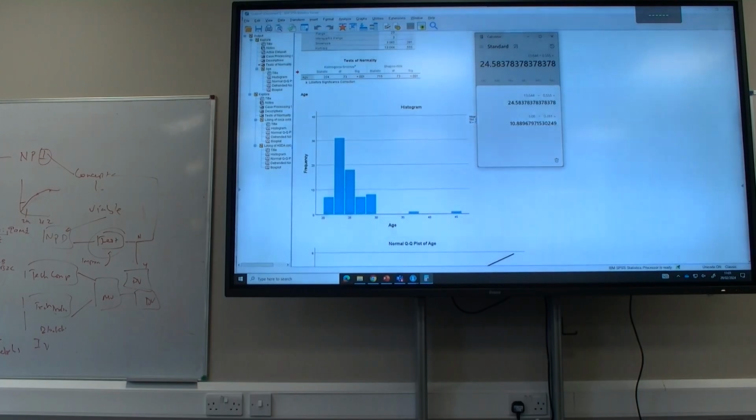if you see the histogram is skewed to the positive side, this side, you see this is the higher one, this is the lower one.